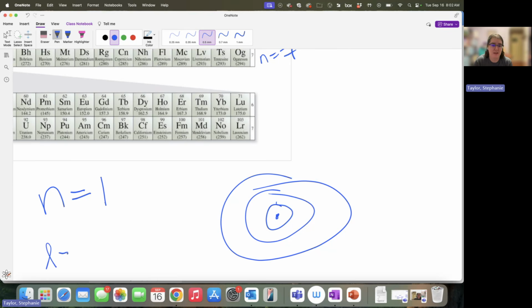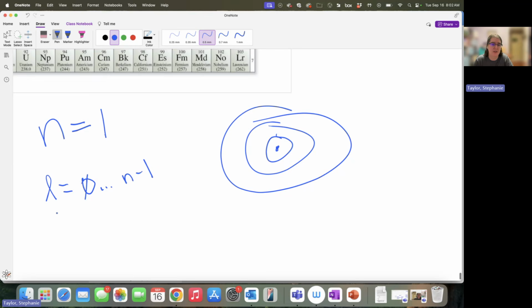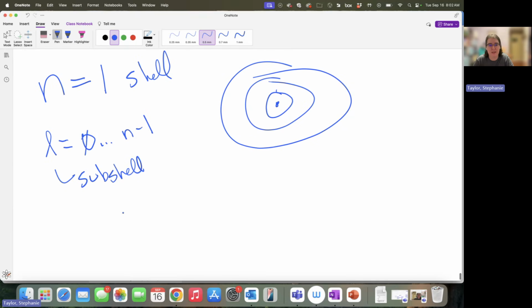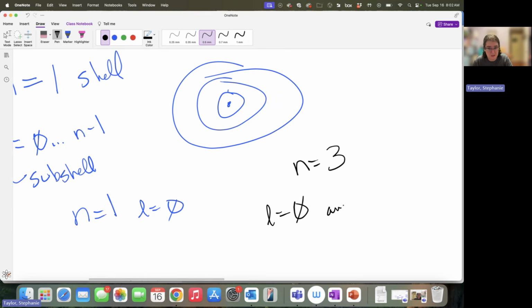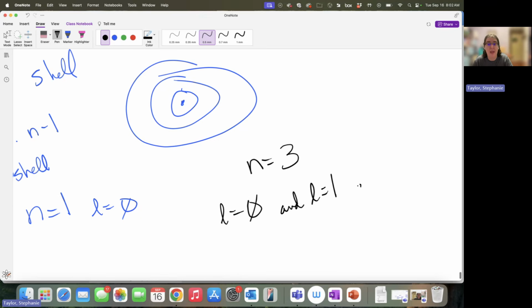When we talk about L is usually when things start to get complicated. L starts at 0 and goes to n minus 1. But L is also our subshell. N, by the way, is our shell. The tricky thing here is when n is equal to 1, L is equal to 0, and that's all we have. But if n is equal to something like 3, then L is equal to 0, and L is equal to 1, and L is equal to 2.